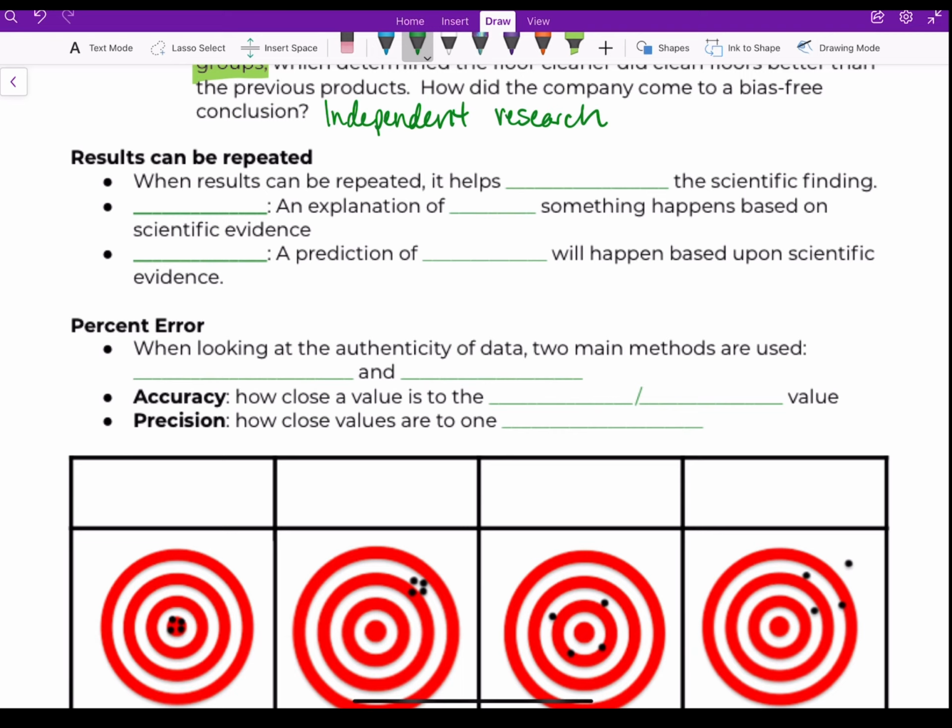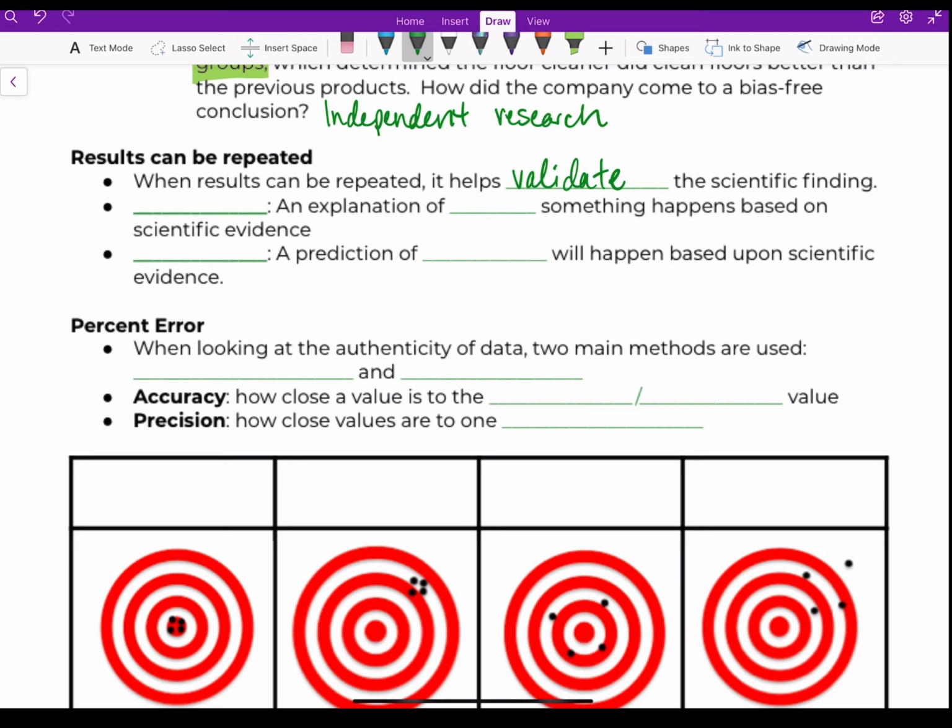Now let's talk about these results that can be repeated. So when results can be repeated, so if you are a scientist, you do research, and then I'm a scientist and I follow your research and I try it myself and I come up with the same exact results, that really helps validate the scientific finding. So that helps make it true, because if we can both do the experiment and get the same results, that's a really good sign. So let's take this validating of scientific finding and let's really expand upon that.